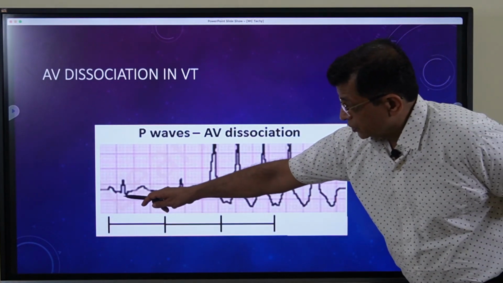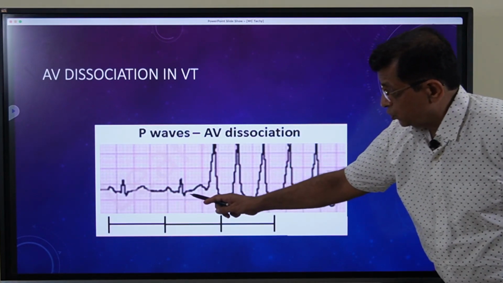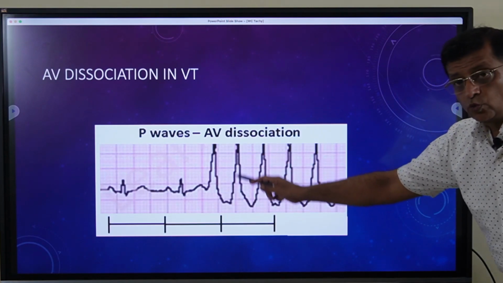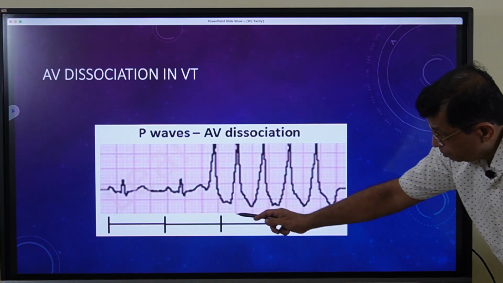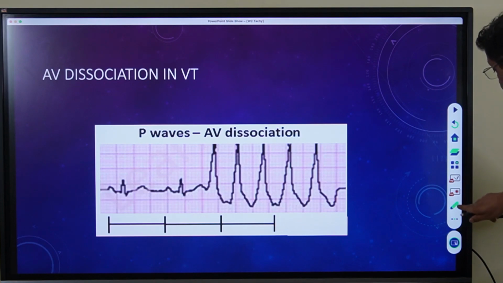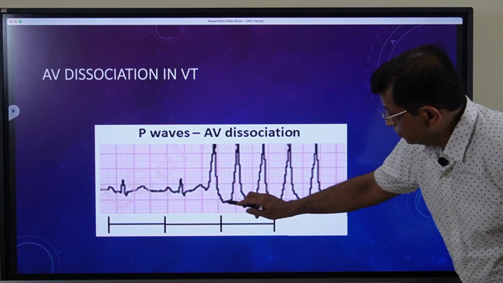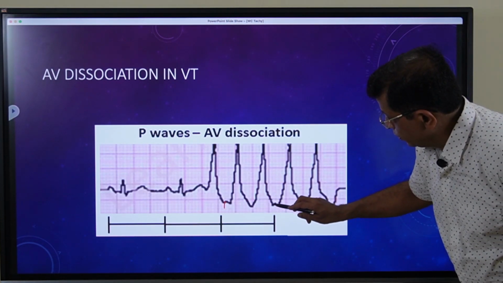So here you can see the sinus rhythm, PQRST, PQRST. Suddenly the patient develops wide complex tachycardia, and you see the P waves here. This is the P wave here and the P wave here.